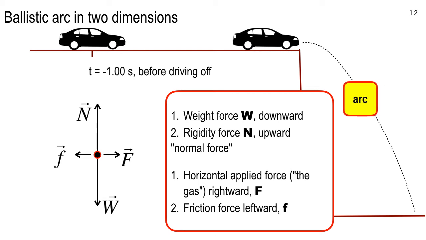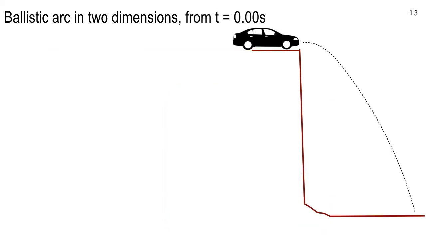Now, one other thing that we can say about this is that in this particular case, we are operating in Roman numeral 3 or Roman numeral 4 of that previous clicker question, right? Because we have forces and they balance. Roman numeral 1 is not in action here. All right, let's get to the actual ballistic arc itself.